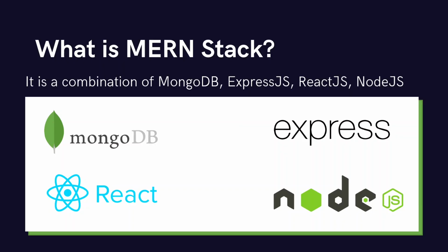So before moving ahead, let's see some introduction about some topics which we are going to use in the application. So the MERN Stack. MERN Stack is the combination of MongoDB, Express.js, React.js and Node.js. MongoDB handles the database operations, Node and Express.js handle the server-side tasks, and React.js handles the front-end tasks.